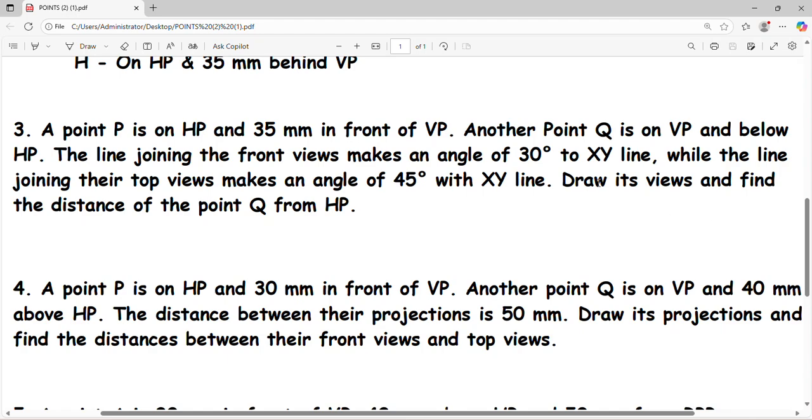Hello everyone. Now, from the projection of points, we have question number 3 and 4. So in this video, I'm going to tell you about question number 3. I'm just going to draw the projection for this question. A point P is on HP and 35 mm in front of VP.